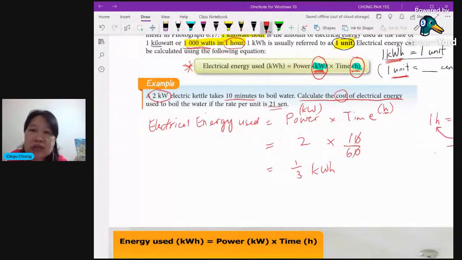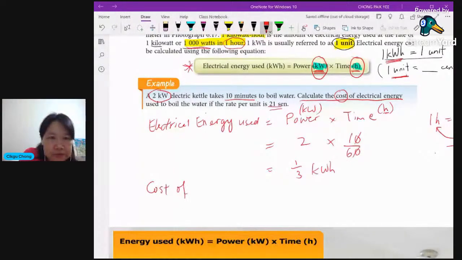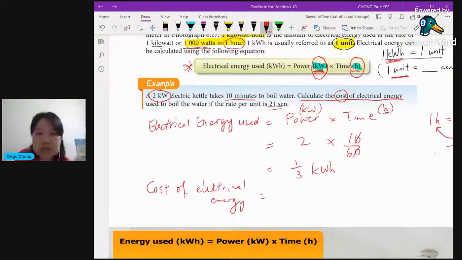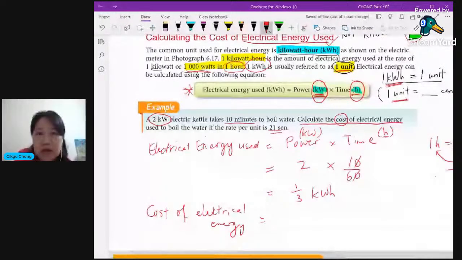Okay, so your next line. Cost of electrical energy. So you have to translate this into RM or cents. So you only use 1/3 kilowatt hour. Actually, how to count? It's like this. In TNB, they count this way. 1 kilowatt hour is considered 1 unit. So here is 1/3 unit only.